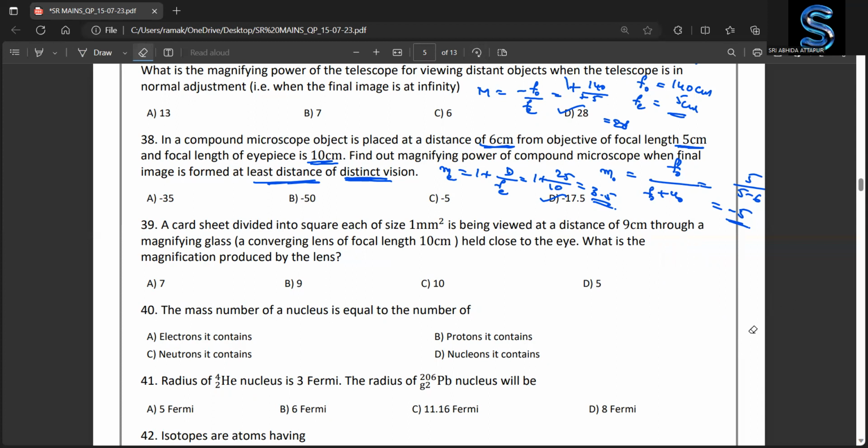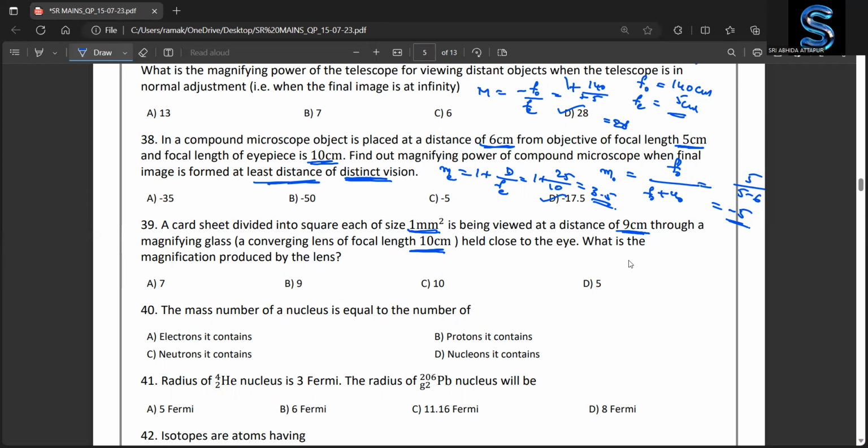Observe the next question. A card sheet is divided into squares, each of 1 millimeter square, being viewed at a distance of 9 centimeters through a magnifying glass, a converging lens of focal length 10 centimeters held close to the eye. What is the magnification produced by the lens?